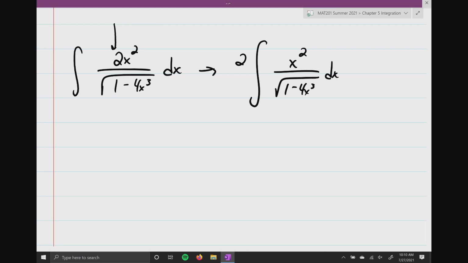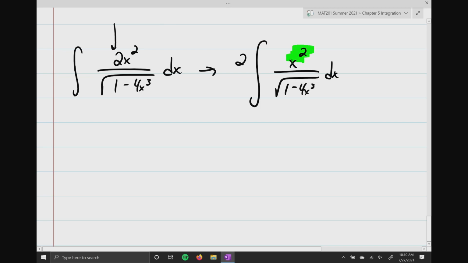So if you look here, and I'm going to highlight real quick. If you look there, you have in the numerator x squared, and then in the denominator underneath the radical, you have x to the third. Well, we know the derivative of x to the third is going to be 3x squared. So what I'm going to do here is I'm going to let u equal 1 minus 4x to the third, and then du is going to equal negative 12x to the second dx.